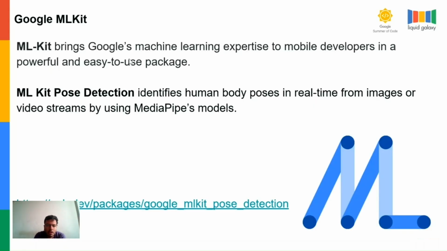So the next thing to talk about is Google ML Kit. This is the logo of Google ML Kit. It basically brings Google's machine learning expertise to mobile developers in a powerful and easy-to-use package. ML Kit pose detection is a very famous package from ML Kit. It identifies human body poses in real time from images or video streams by using MediaPipe's models. So basically it is also very similar to the MediaPipe model, but this one has landmarks for the whole body, and not just the hand, so it identifies each part of the body by using these landmarks.